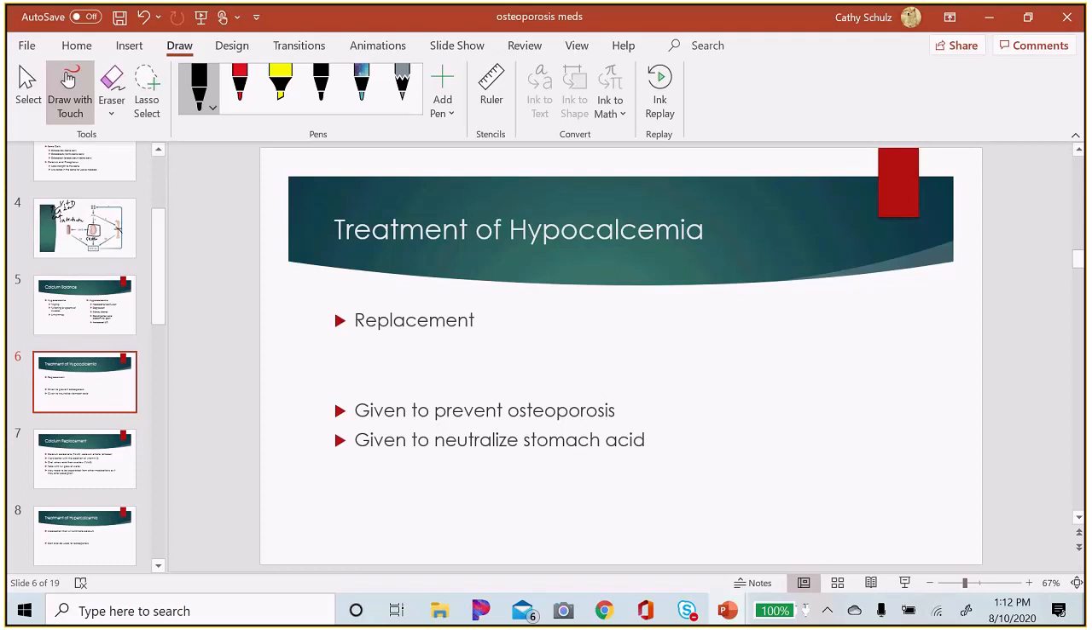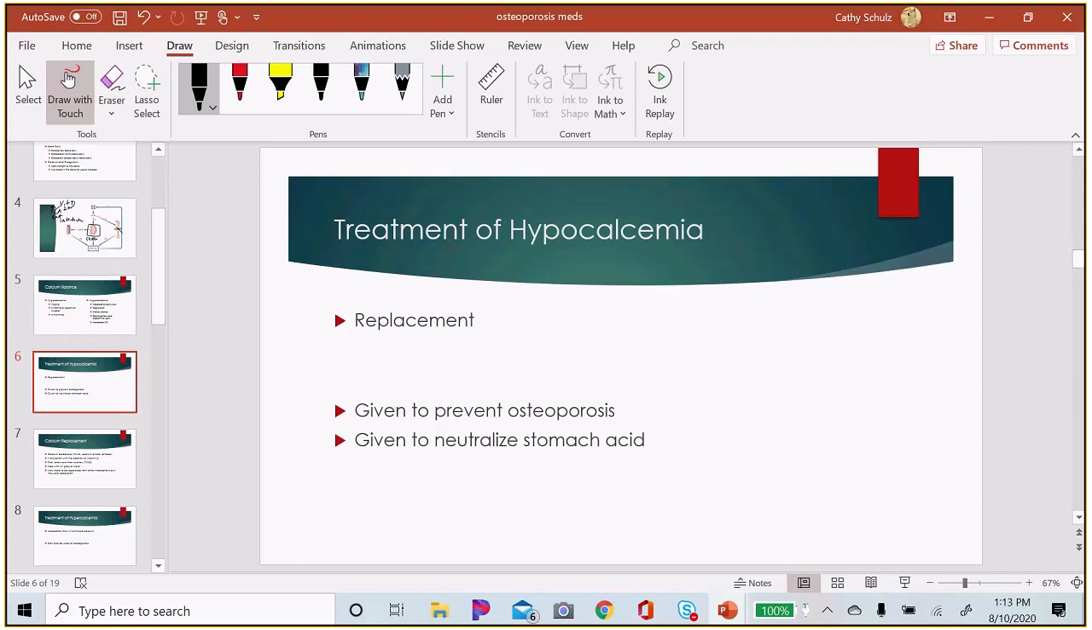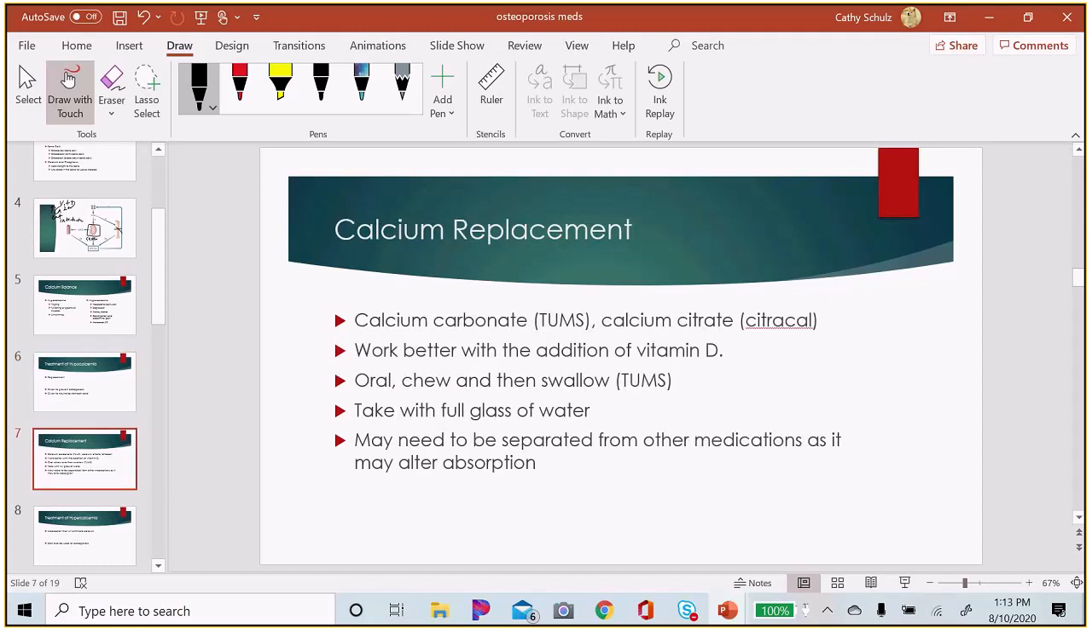So if the person develops hypocalcemia, maybe they're not getting enough calcium in, or they have other health problems, you can replace calcium. And the main calcium replacement we're going to talk about is calcium carbonate or calcium citrate. Calcium carbonate can also be used to neutralize stomach acid because it's Tums. And so you can replace calcium that way, and you can also give it to prevent osteoporosis in a person that is at elevated risk for it.